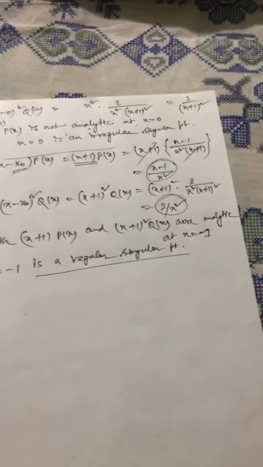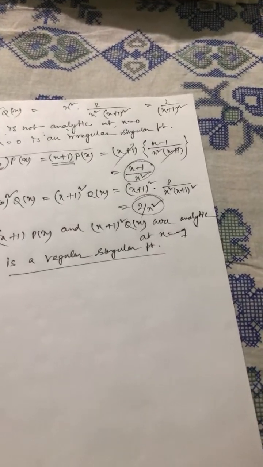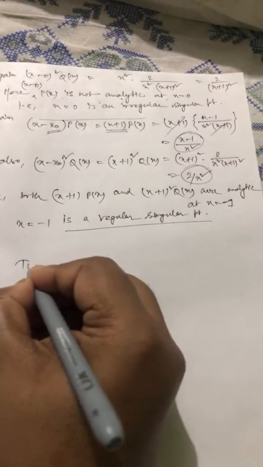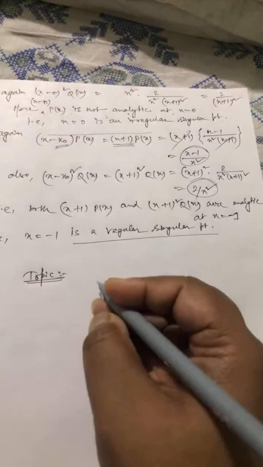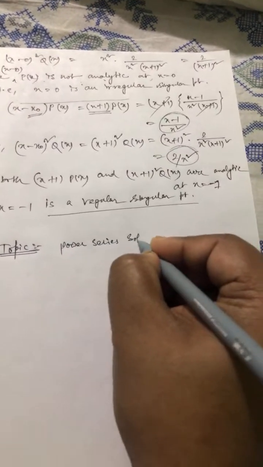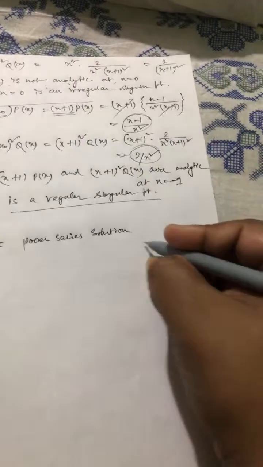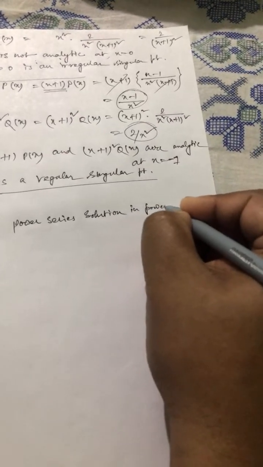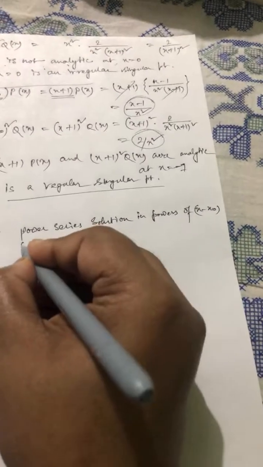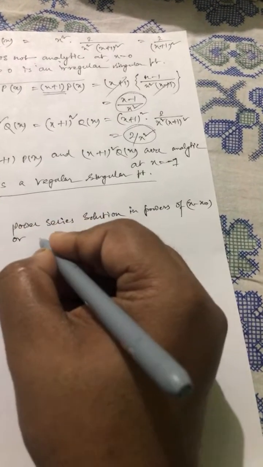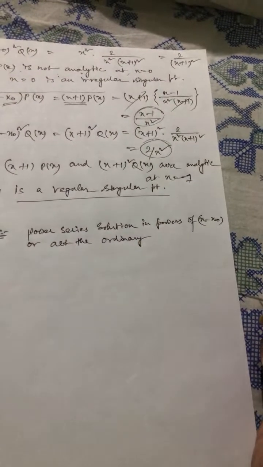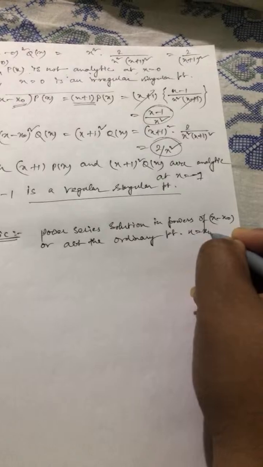Now we are trying to see how to solve the power series whenever we are considering any ordinary point. So now our next topic is what? Power series solution in powers of x minus x naught, or about the ordinary point x equals to x naught.